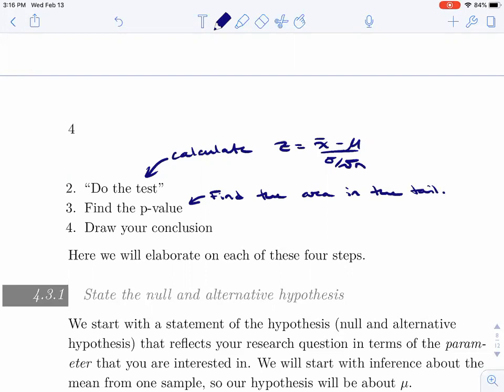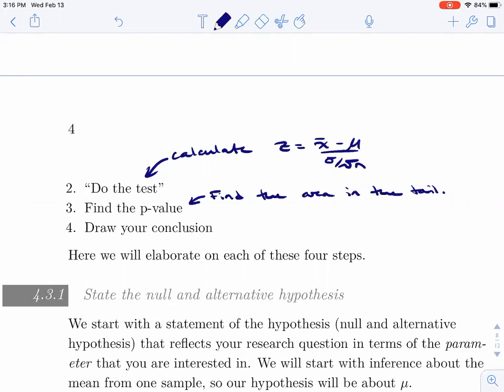And then we're going to draw our conclusion. Our conclusion is going to have three parts. One, the p-value, the area in the tail, is going to help us decide whether we can reject the null hypothesis or not. And then, of course, what does that mean in terms of the question? There are a lot of ins and outs.